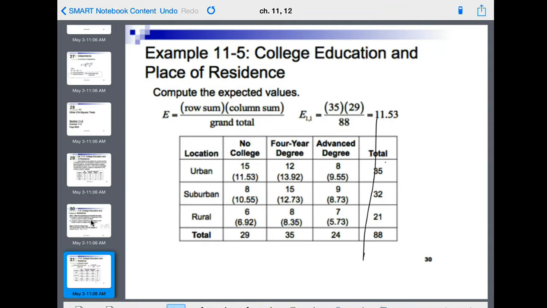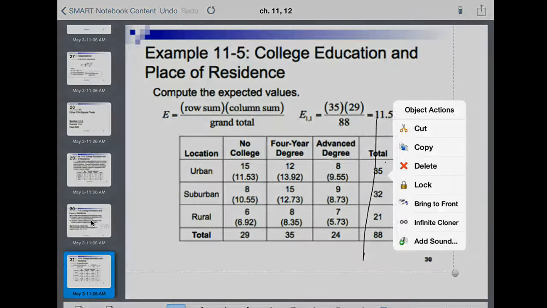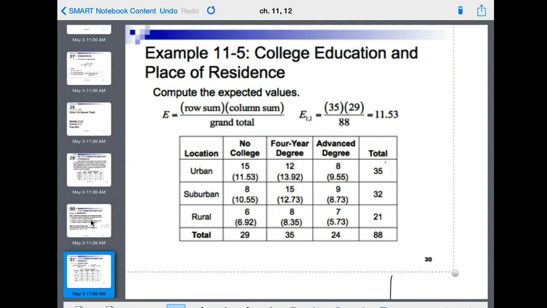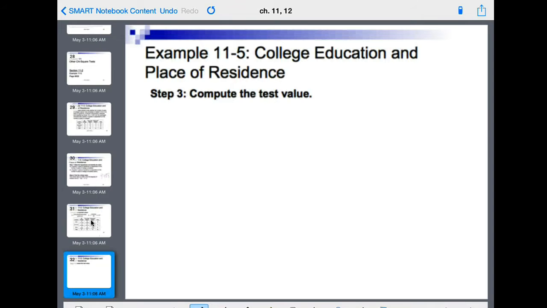So the expected value is row sum times column sum, divided by grand total. Like in this one here, this is row 1, column 1: 35 times 29 divided by my total 88. That's going to get my expected value. Like on this one, it's going to be 35 times 35 divided by 88. And the ones in the parentheses are my expected values. Now remember, our critical value was off a little bit.